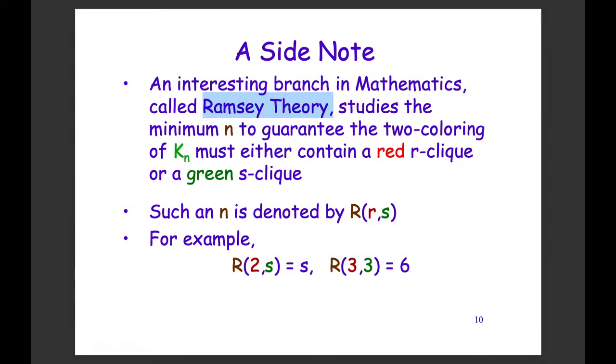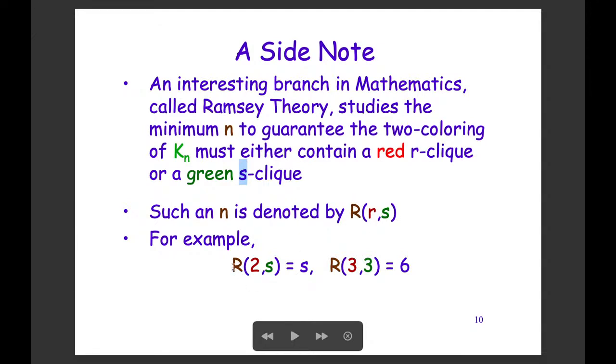It wants to find out what is the minimum n to guarantee that we can no longer avoid the monochromatic cliques. So what is the minimum n such that when we color the Kn edges in 2 colors, we must either find a red R clique or a green S clique. We don't need R and S to be the same number. We are using little k for both of them in our example, but here we can have R and S. Such a number is denoted by the Ramsey number of R and S.